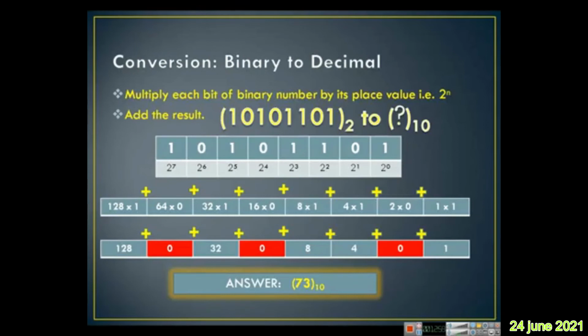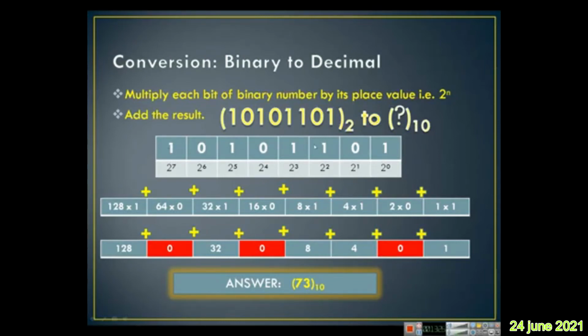Now binary to decimal, the reverse way. Okay, we have converted from decimal to binary. Now if a binary number is given, how will it be? See, multiply each bit of the binary number by its place value, 2 raised to n, then add the result. Very simple. So your given number is 1 0 1 0 1 1 0 1, that is in binary. How will we convert it into decimal now, the reverse way?